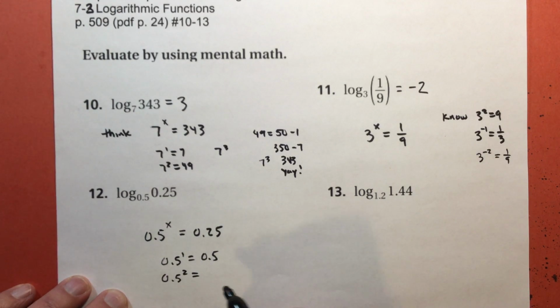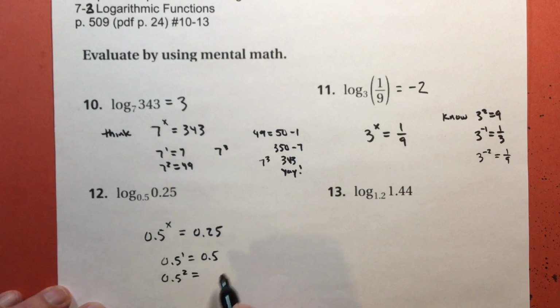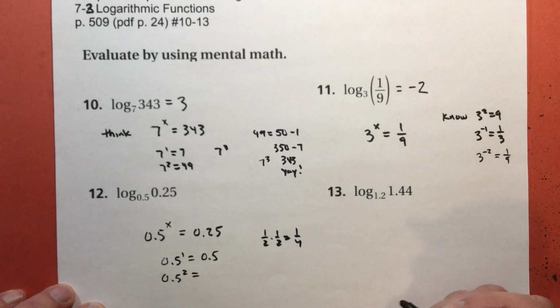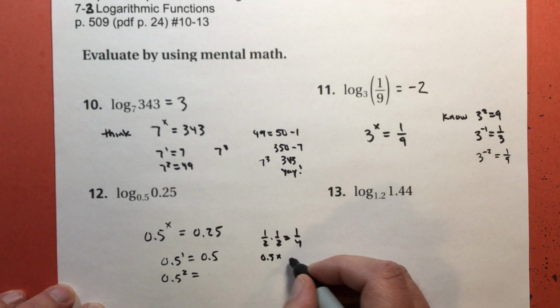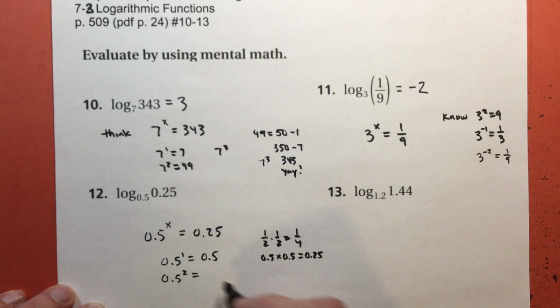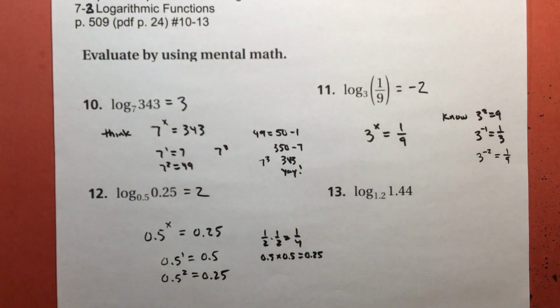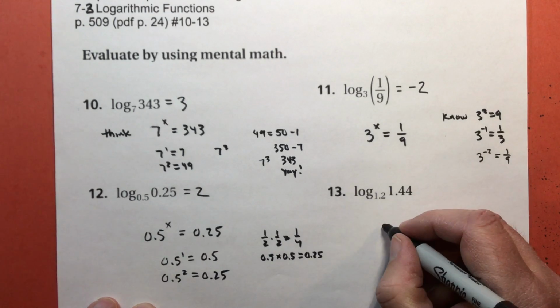All right. This is where fractions are really useful. This is 1/2 and this is 1/4. If I do 1/2 times 1/2, I get 1/4. So that tells me that 0.5 times 0.5 should equal 0.25. So my exponent is just 2. And that's not too hard. You can do that. Finally, for the last one, very, very similar.